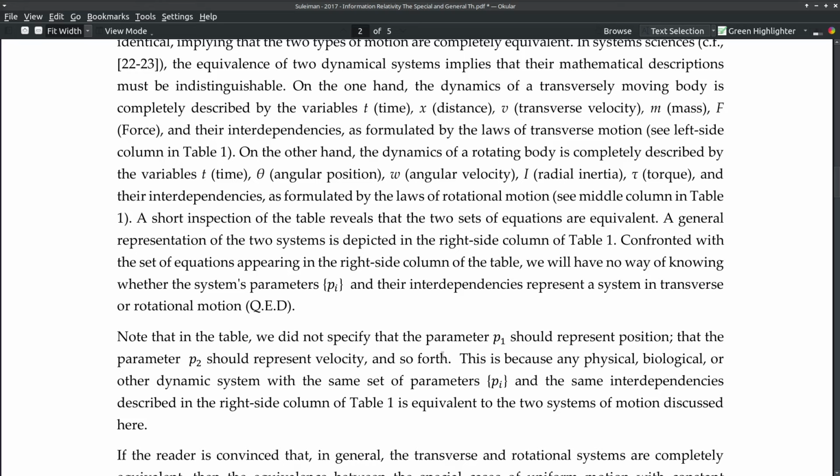See the middle column in Table 1. A short inspection of the table reveals that the two sets of equations are equivalent. A general representation of the two systems is depicted in the right side of Table 1. Confronted with the set of equations appearing on the right side column of the table, we will have no way of knowing whether the system's parameters, pi, and their interdependencies represent a system in transverse or rotational motion.